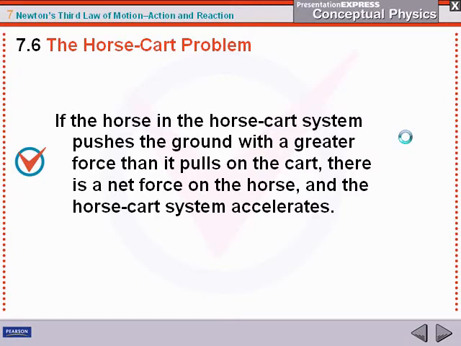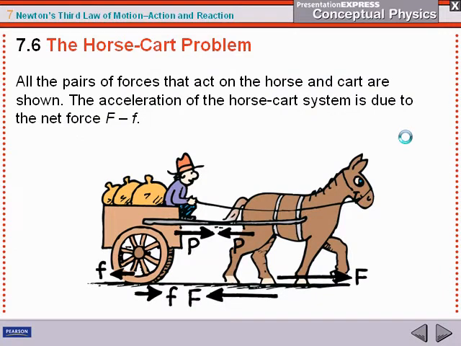Alright, here's another problem that actually relates very closely to what we were talking about, external systems. This is called the horse-cart system, and it's not that much different than the apple-orange system. Here we have a horse pulling a cart, and what we're going to see is that the acceleration of the horse-cart system comes down to just a couple of forces: the force of the horse being pushed by the ground and the friction of the ground on the cart.